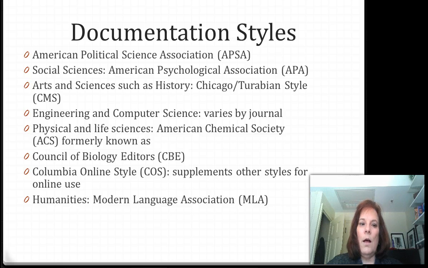So of this list, is your field listed? If not, ask a mentor, ask your advisor, ask somebody, what is the documentation style that we use, so that you can figure out what it is that you need to do in that documentation style. You can't make up your own. You can't say, oh, I like this, and I like this, and I like this. You need to follow the formal conventions of that documentation style.